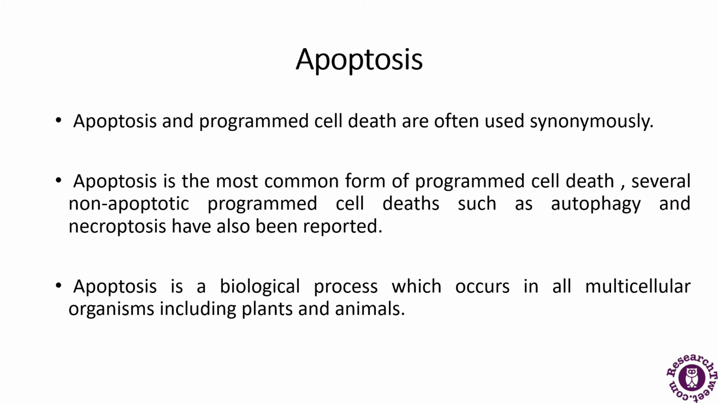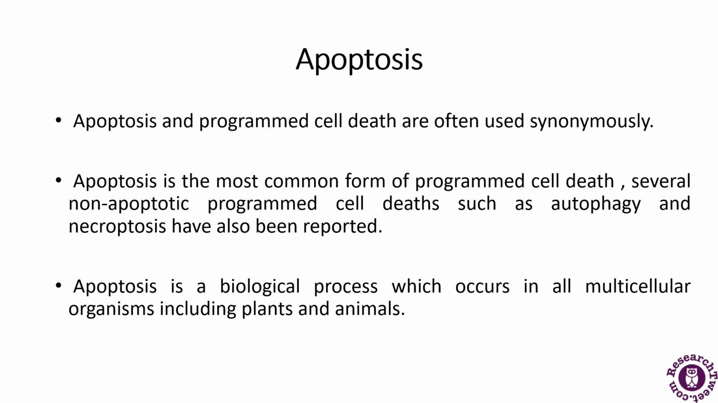Now, apoptosis and programmed cell death are basically synonyms of each other. Apoptosis is the most common form of programmed cell death. There are several non-apoptotic programmed cell deaths such as autophagy and necroptosis that have been reported. Apoptosis is a biological process which occurs in almost all multicellular organisms, and that also includes the plants as well as the animals.